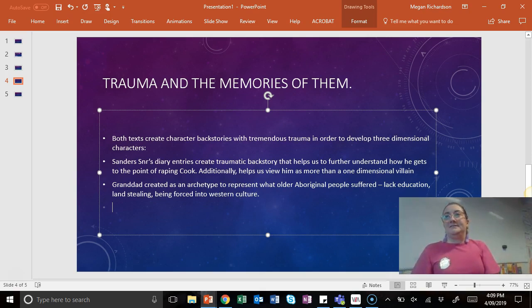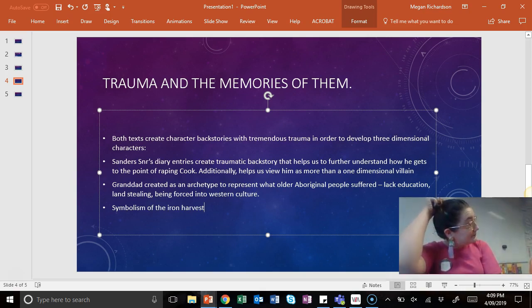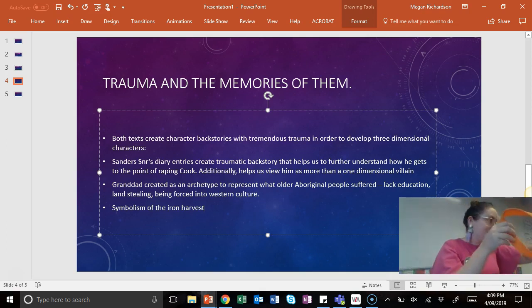The Iron Harvest. Good. The symbolism of the Iron Harvest. I dream about the Iron Harvest. Slaves that were indoctrinated. But they kept him, so he could be of benefit to them.